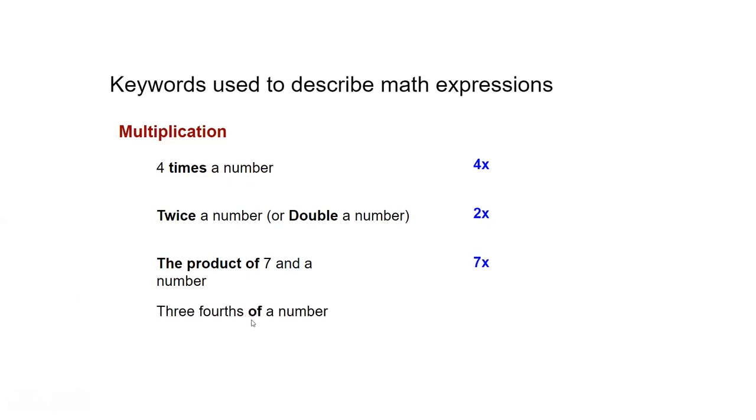3/4 of a number. Now, of is another code word that you can look for that often means multiplication. So in this case, 3/4 times a number. 3/4 x. Half a number. Half means to multiply by 1/2. 1/2 x.